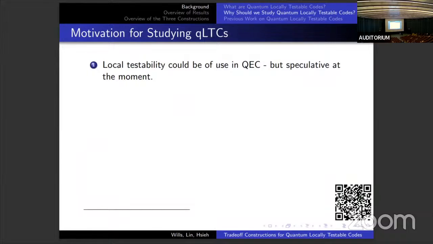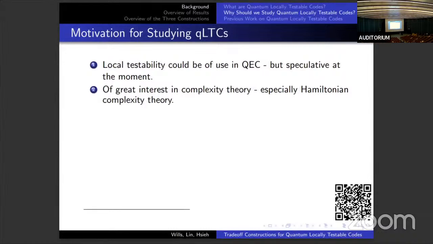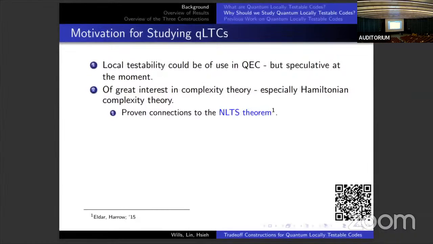So why should we care about this? You can imagine a situation in which this is useful in QEC. I mean, it's not impossible to imagine that it's useful to be able to only interact with a few qubits and detect a large error happening with good probability. But this is speculative for a number of reasons, not least because these QLTC constructions are kind of crazy, so the constants are very, very bad generally. There's also the fact that we don't know how to do fault-tolerant computation on them. But yeah, they are much more interesting in the realms of complexity theory, especially Hamiltonian complexity theory.